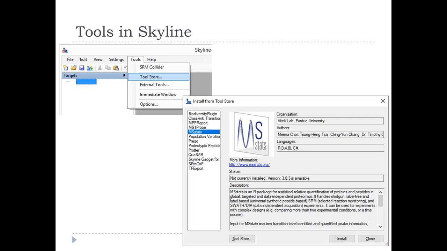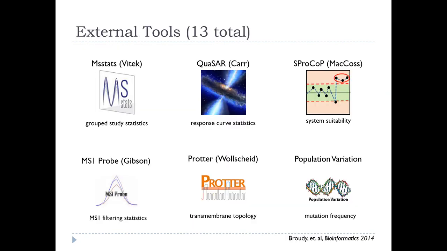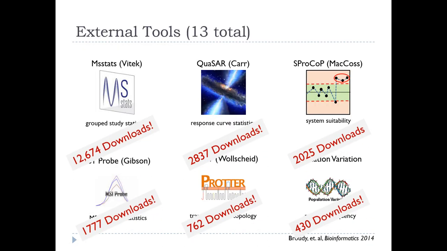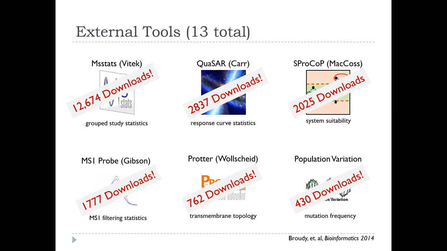MS Stats is the one you're going to learn the most about if you're staying for subsequent segments. This is the tool created by the Vitek Lab and Meena Choi, who you've probably heard from. Here, it's our most popular tool. These are the 6 most popular tools. You can see that MS Stats, which we teach in a lot of these week-long courses, has over 12,000 downloads. And probably you have or are going to download it if you're staying beyond this first segment.